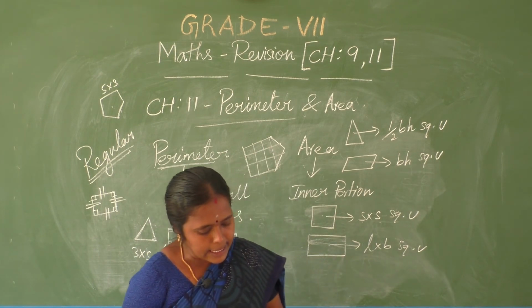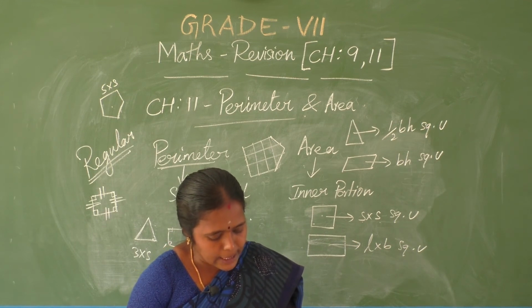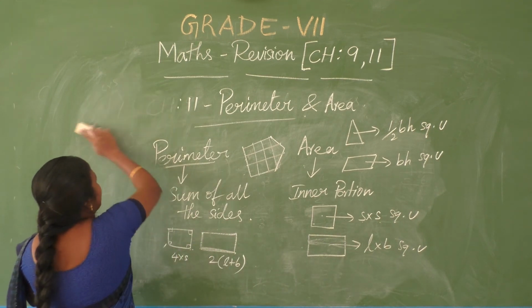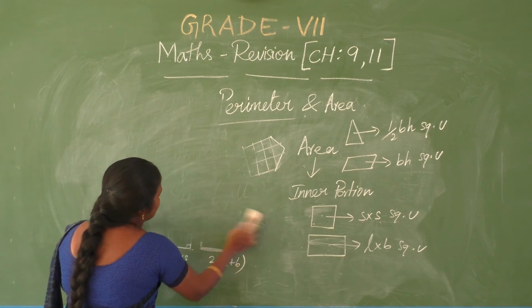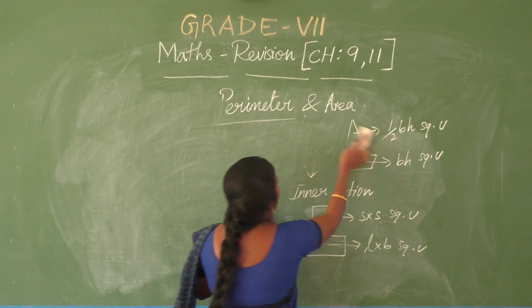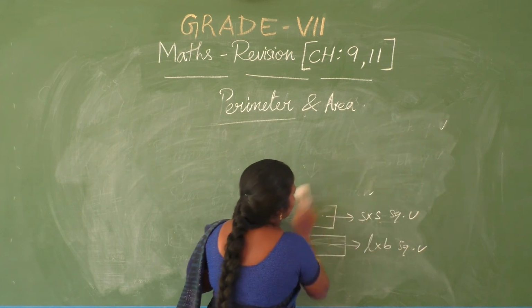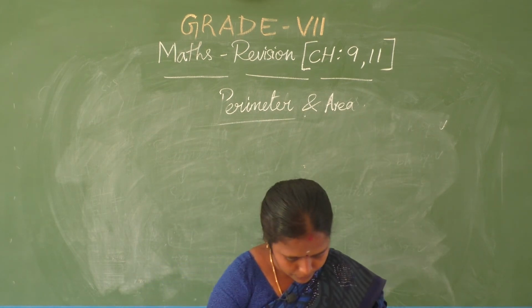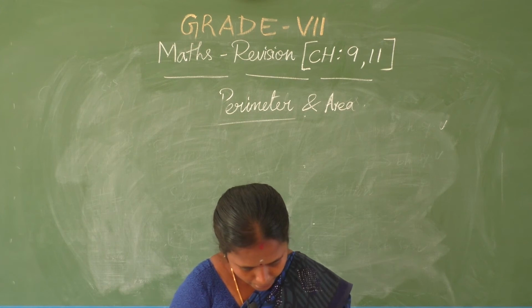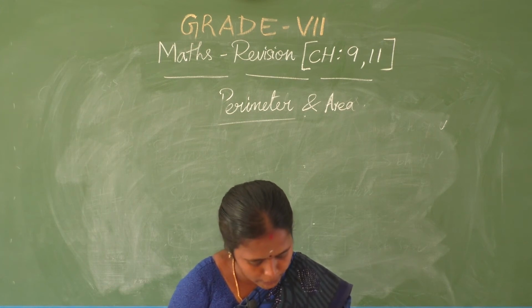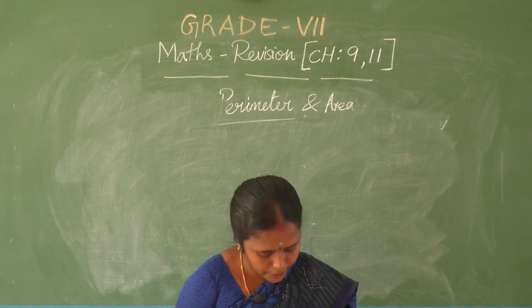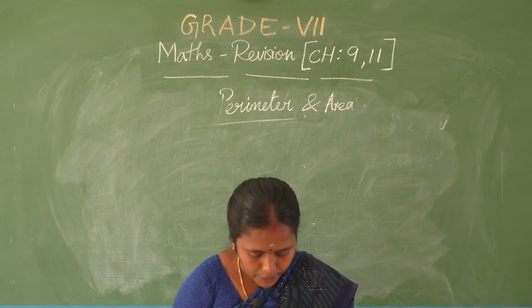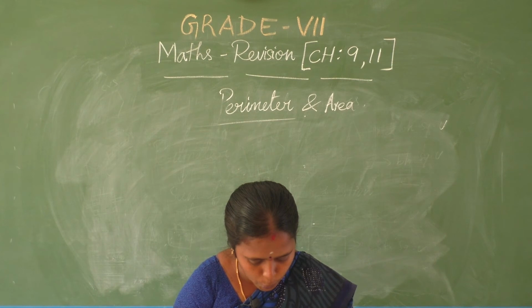Now exercise 11.1 has area and perimeter based on rectangle and square. I can't revise all those sums within one class, so just go through the exercise sums using the proper formula. Clear? See, 11.1 contains perimeter and area of the square and rectangle. Using the proper formula you can solve them. Revise exercise 11.1.